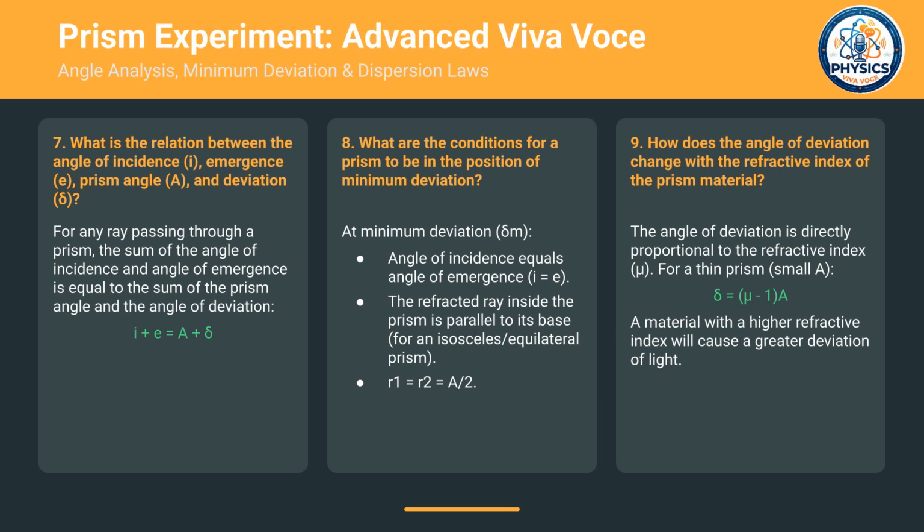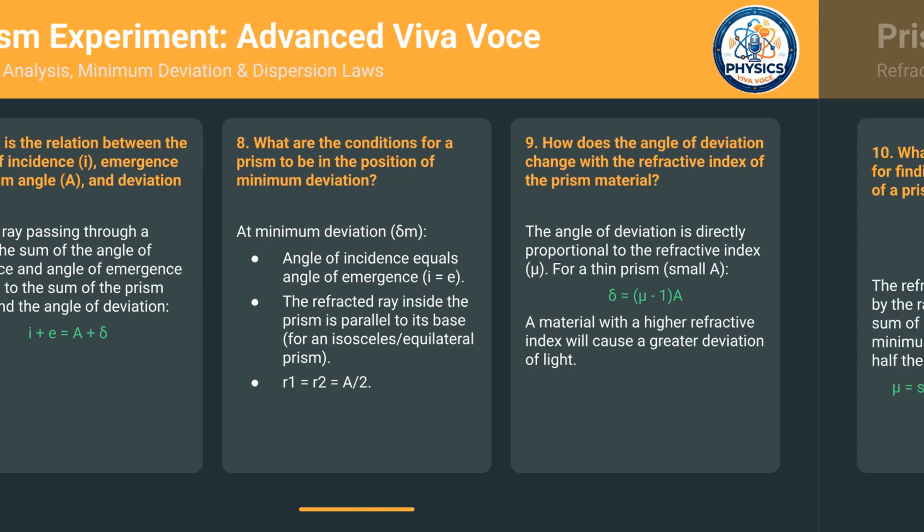Let's review angle analysis. The relation between angles is I plus E equals A plus delta. Conditions for minimum deviation include the angle of incidence equaling the angle of emergence, and the refracted ray inside the prism being parallel to the base. The angle of deviation is directly proportional to the refractive index for a thin prism.